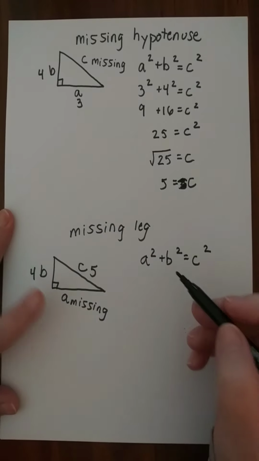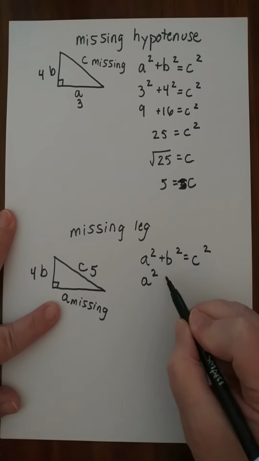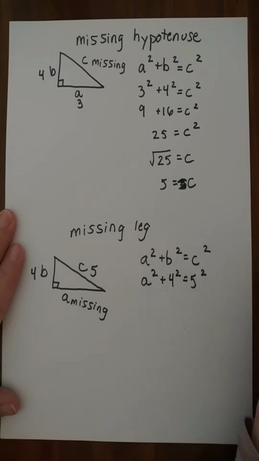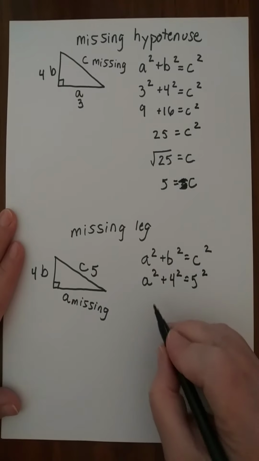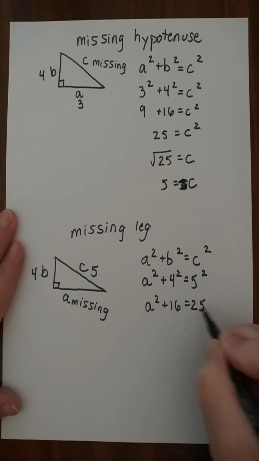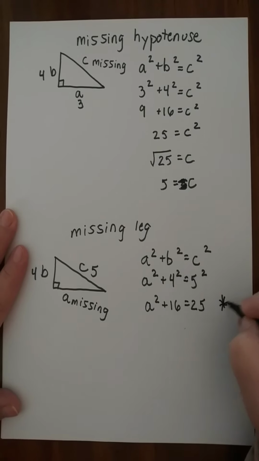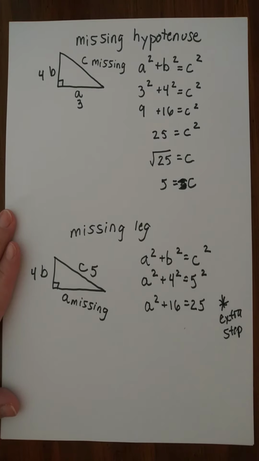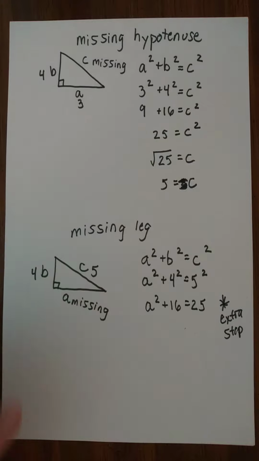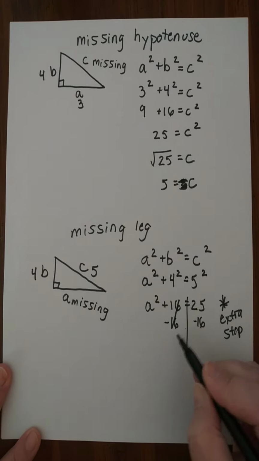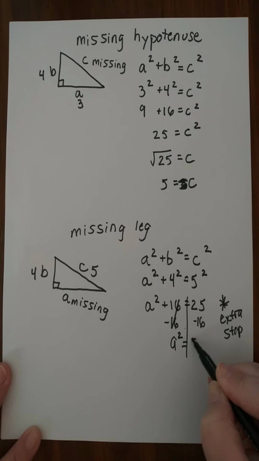We're going to fill in what we know. We know A is missing, so we just leave it as A squared. B is 4. C is 5. Don't forget to square everything. It only works if you square it. So this stays A squared. Now, this is the one that has the extra step. So put a little asterisk, extra step. You have to do subtraction to get the variable by itself, okay? So this is the one that has the extra step, the missing leg. So you minus 16 from both sides, and you get A squared equals 9.